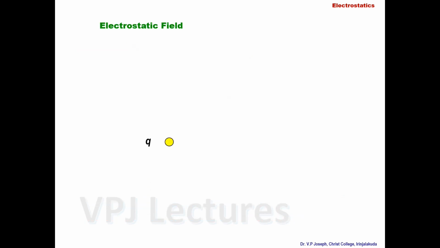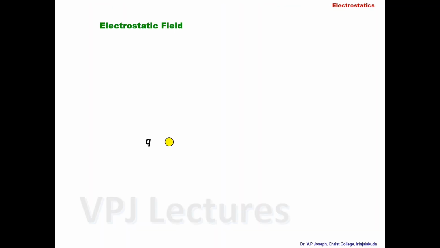Now, electrostatic field, we know that it is a region around a source charge where some electrostatic effect is experienced. In order to find the electrostatic effect, we place a test charge there and evaluate the force acting on that test charge. If there is some force acting, then that region is defined as the electric field due to the source charge.